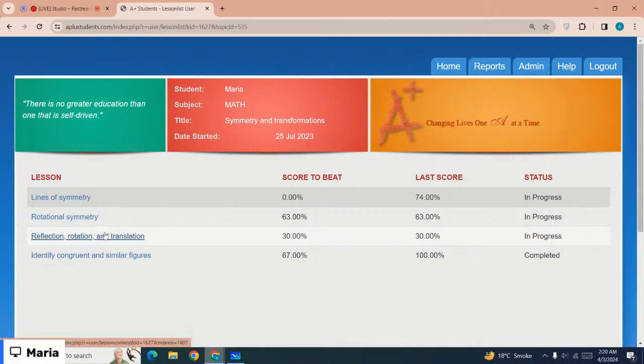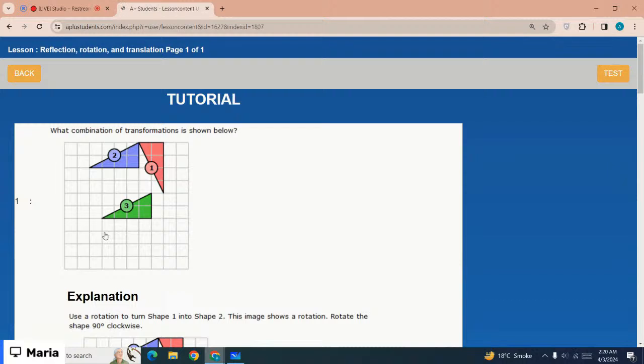Transformation means you are going to sometimes reflect, rotate, or translate an image from one place to another, right? Now we're going to learn what is reflection, what is rotation, and what is translation. The concept is very easy, just try to understand. Let's start with the first example. We are given three triangles, numbered as 1, 2, 3.